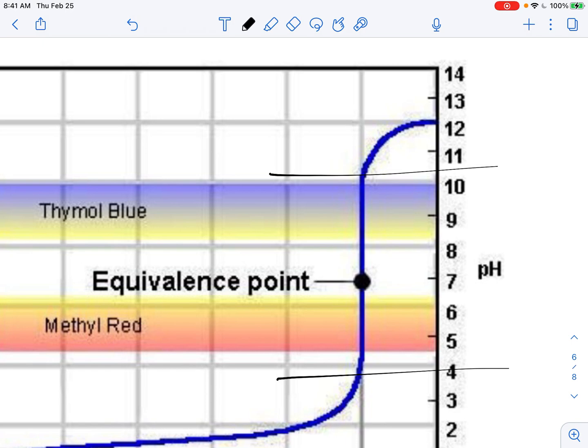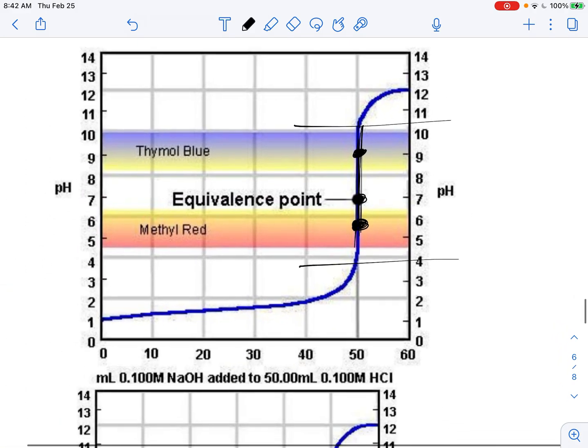You could do methyl red, because even though methyl red changes at around a 5.5, that 5.5 is essentially at the same point as your equivalence point. You could have picked thymol blue, which changes around a 9, because again, even though it changes around a 9 and it's up there, it's still on the same vertical portion of this, which is what you'd be interested in down here, right?